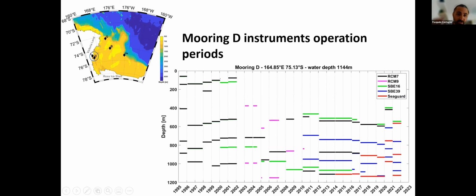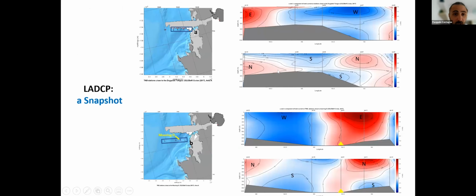So let's see some of the results. Well, first, before going to look at the mooring data, I want to show you some of the complexity that we see in Terra Nova Bay.